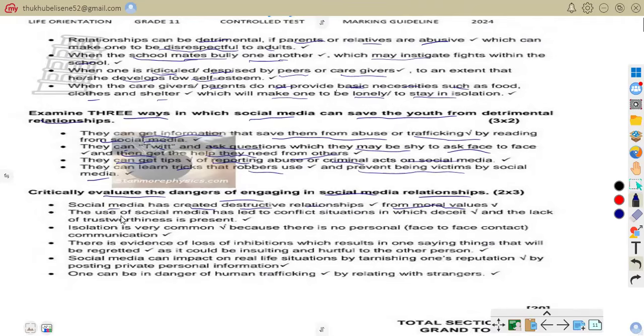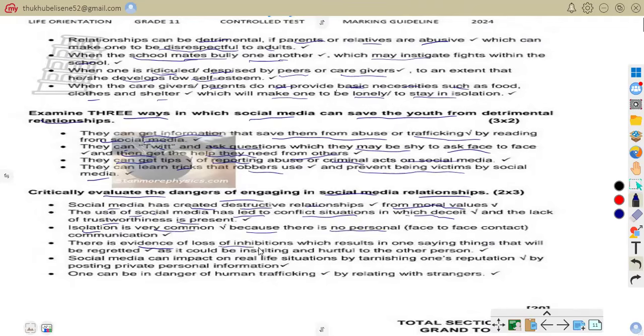The use of social media has led to conflict situations in which deceit and lack of trustworthiness are present. So dishonesty and lack of trust. People may lie about their identity online. For example, someone pretending to be another person to scam others. Also, isolation is very common because there is no personal face-to-face communication. Too much online interaction reduces face-to-face communication. For example, learners spending all day online, avoiding family interaction.